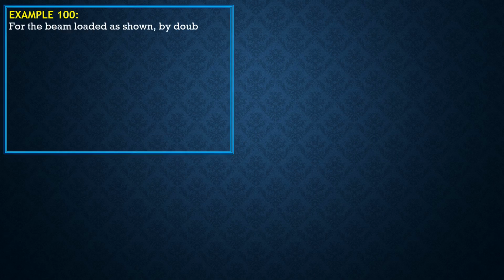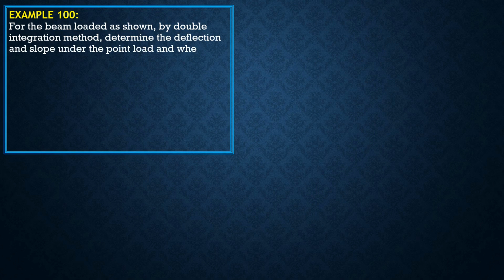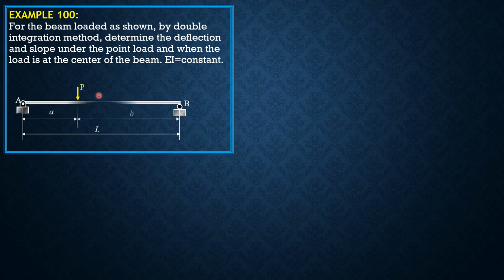For the beam loaded as shown, by the double integration method, determine the deflection and slope under the point load and when the load is at the center of the beam. EI is constant. So first, let's compute for the reactions.